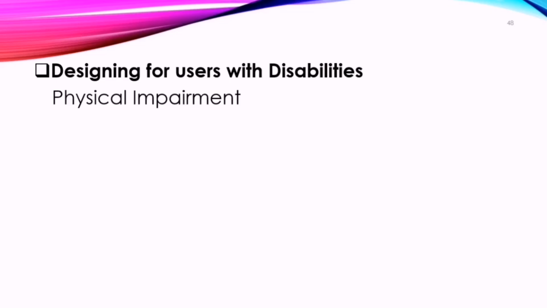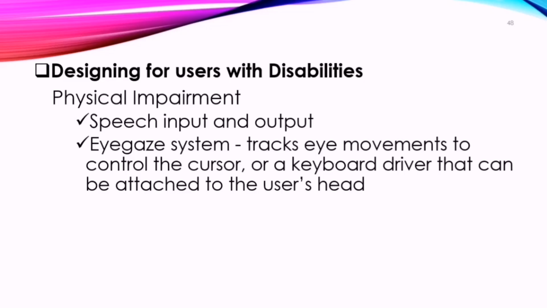Another one is physical impairment. Users with physical disabilities vary in the amount of control and movement that they have over their hands, but many find the precision required in mouse control difficult because they are physically impaired. So it is difficult for them to use a mouse. We can provide them speech input and output. Also, the eye gaze system, which tracks eye movements to control the cursor, or a keyboard driver that can be attached to the user's head.